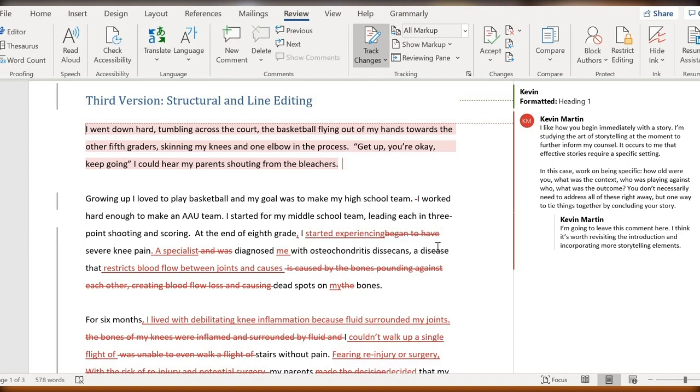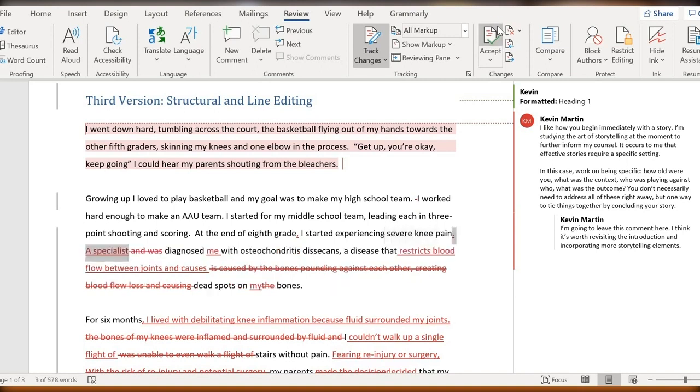Another example of passive voice: began to have severe knee pain. You can just say I started experiencing. It's more forceful. We know exactly what's going on. You're using 2 words instead of 3. So instead of I was diagnosed, a specialist diagnosed me. So we have the agent of action, the action itself, and then the object pronoun, which is in this case the first person singular.